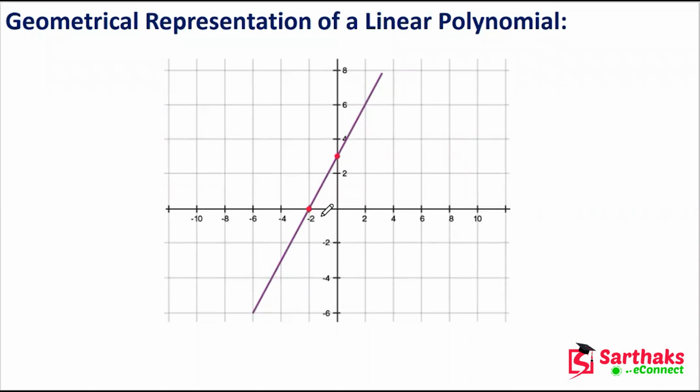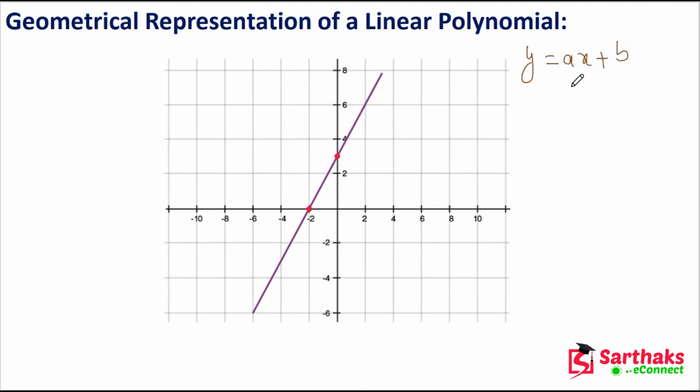So the graph of a linear polynomial is a straight line. Okay, let's suppose we have an equation like this: y is equal to ax plus b. We have an equation and this is a linear polynomial. Okay, we can say that it is a polynomial.